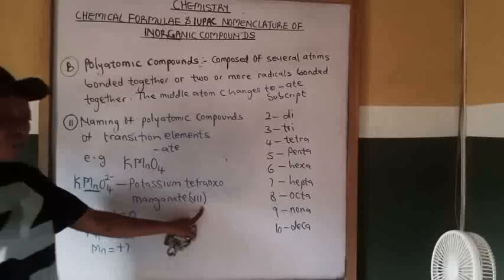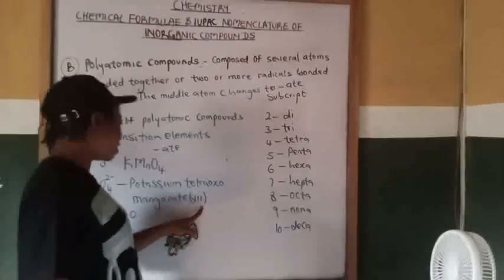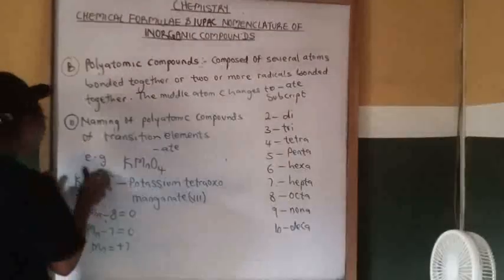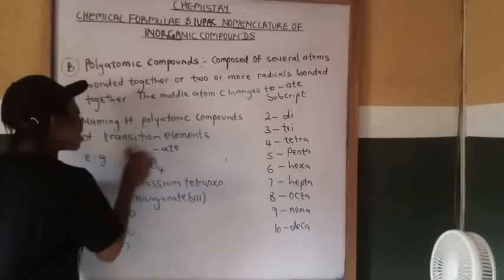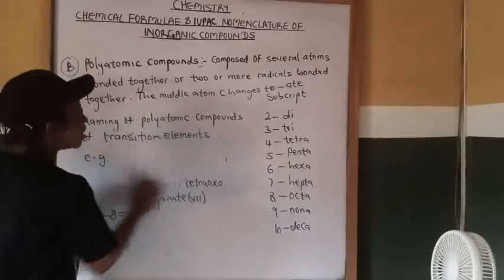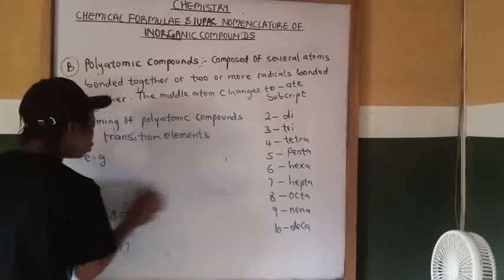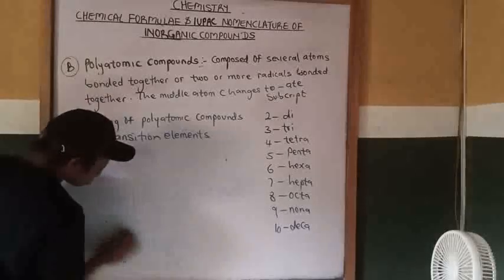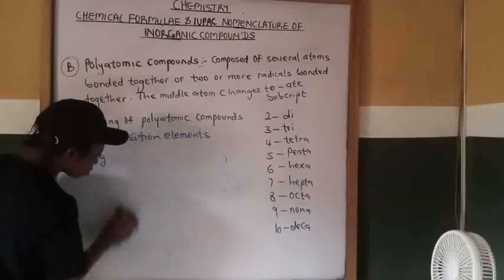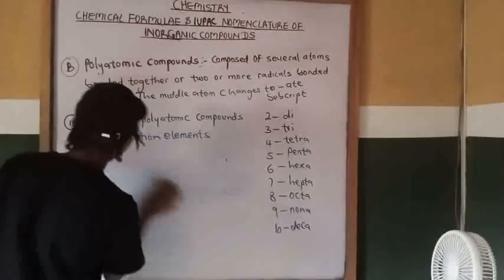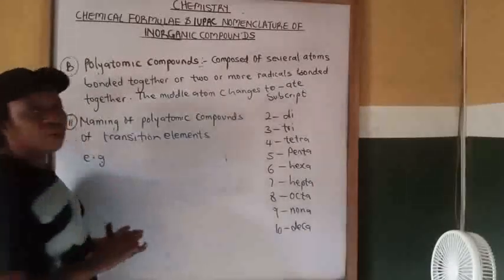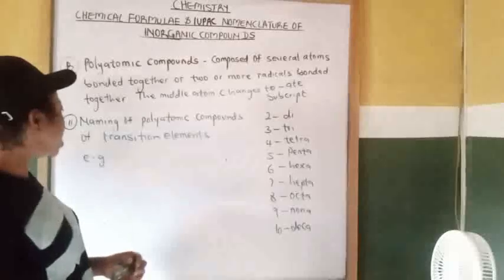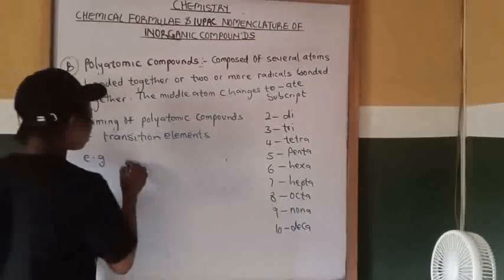Potassium tetraoxo manganate 7. So let's take another example of a polyatomic compound with water molecule.